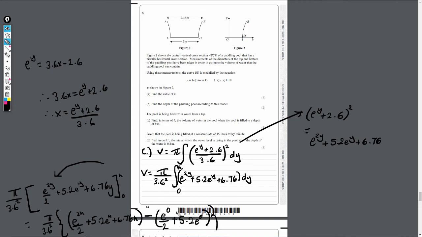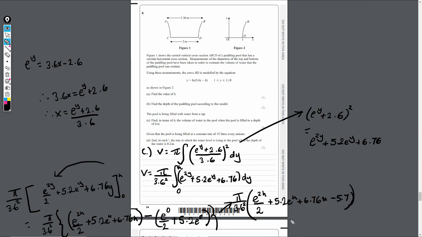So I've already done this on my calculator, but if you perform all this and write out and simplify it, what you'll actually get is pi over 3.6 squared. Okay, so it's like we had at the beginning. We're going to keep it like that, pi over 3.6 squared times e to 2h over 2 plus 5.2 e to the h plus 6.76h, and I'll have my minus 5.7 at the very end. And there we have it.